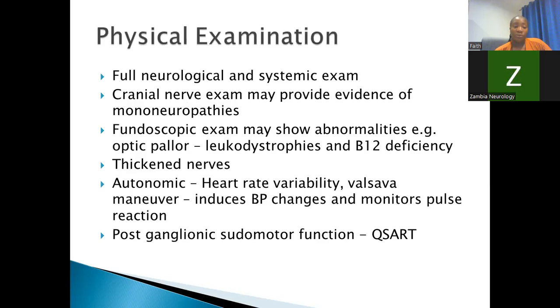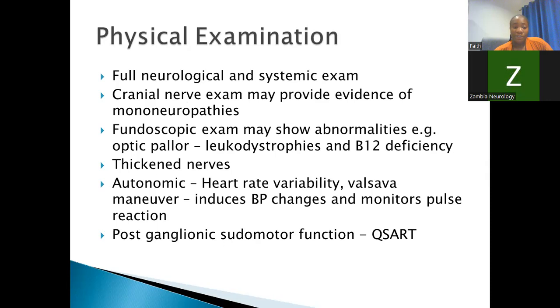And so you want to do a full neurological and systemic exam, including the cranial nerve examinations, because this might provide evidence of a mononeuropathy from one of the cranial nerves. So that one should not be excluded. You might also want to include the fundoscopy exam, because fundoscopy may show certain abnormalities like optic pallor, which can give clues to the possibility of having a leukodystrophy or B12 deficiency.